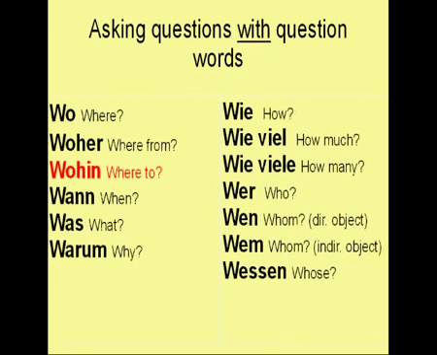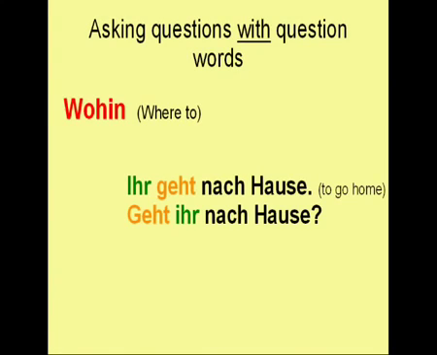The next word is wohin and means where to. For instance, here's the sentence Ihr geht nach Hause. You go home, because to go home means nach Hause gehen in German. If I put that into a question without question word, this means geht ihr nach Hause? I switch the two words, the subject and the verb. And guess how the question would sound with question word?